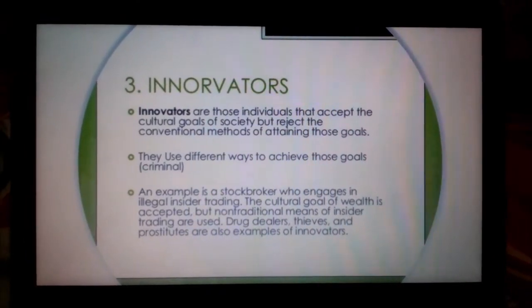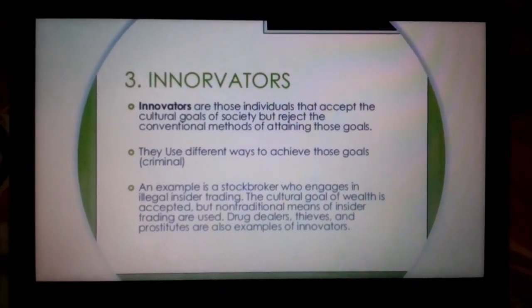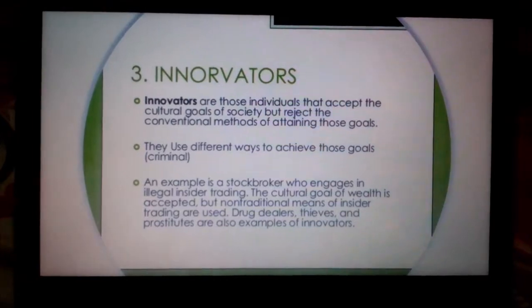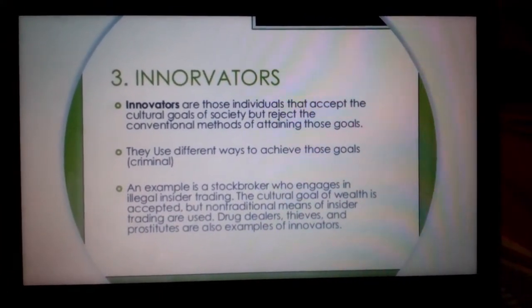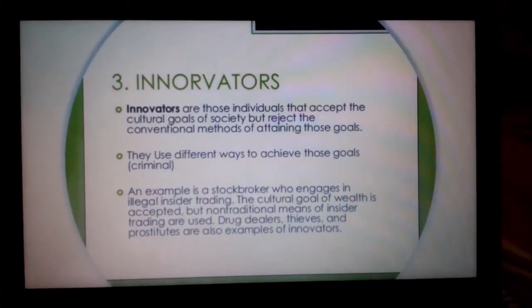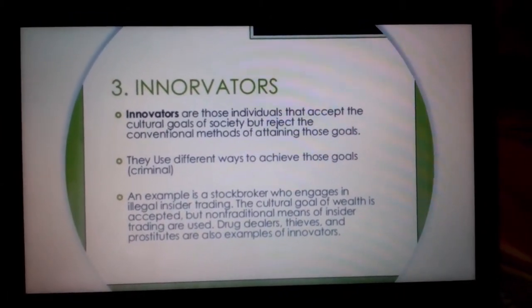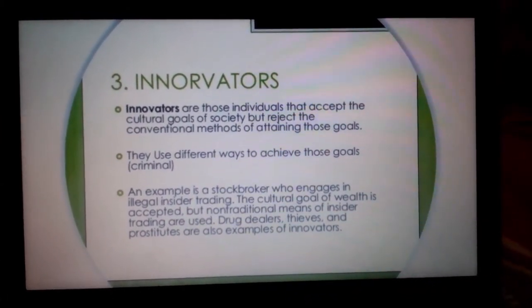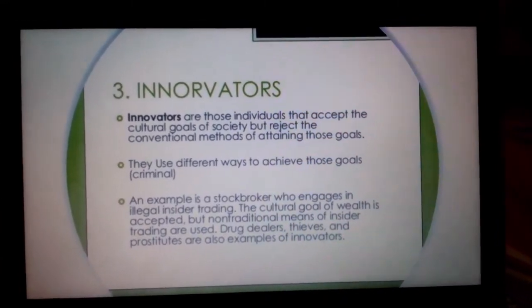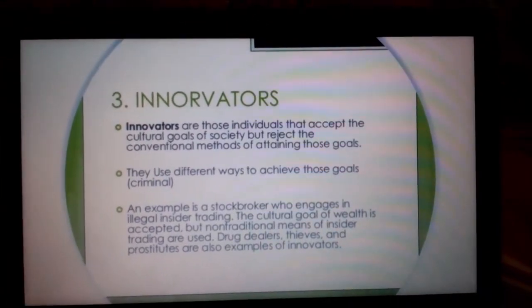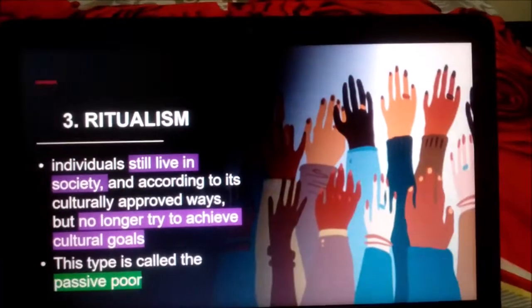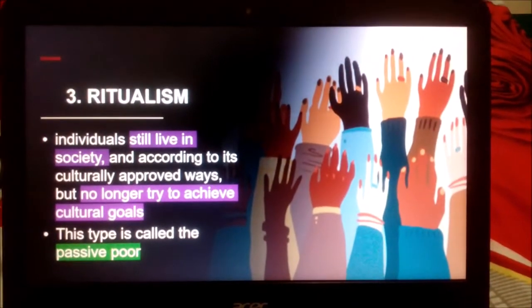Drug dealers, ito yung examples. Sa maayos sa paraan, may process na pinagdadaanan, pero the actions is very illegal, such as drug dealers. Thieves and prostitutes are also examples of innovations. Kahit pa they are aiming or surviving for their lives, they are doing it in a wrong way. So they are labeled innovators. Positive and negative.